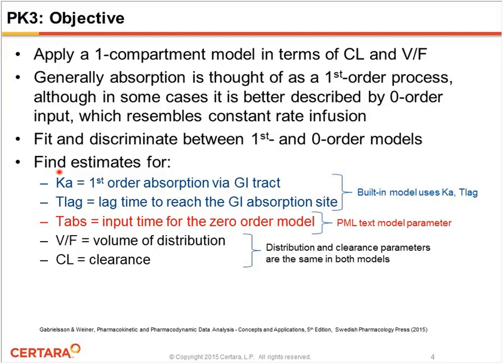And our parameter estimates, we'll find estimates for volume of distribution and clearance. This will be common parameters between both models. For the first-order model, we will use an absorption rate constant, Ka, first-order absorption from the GI tract, as well as a T-lag, which is a lag time to reach the absorption site. For the zero-order model, instead of using these parameters, we will use an input time, a duration of the zero-order input, referred to as T-abs.